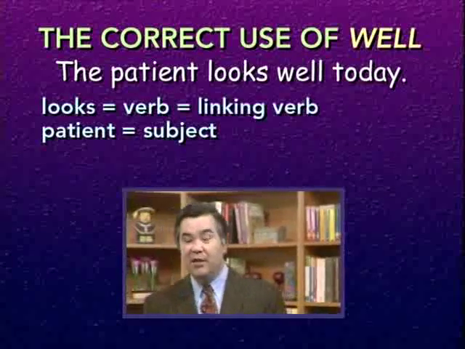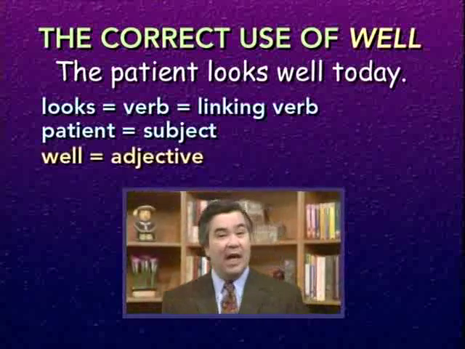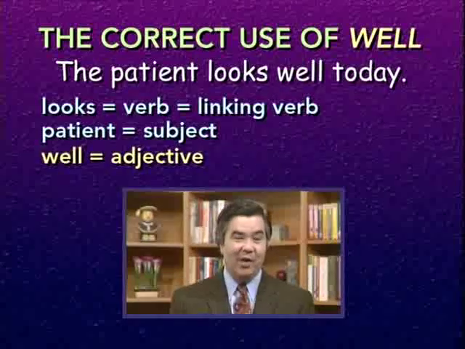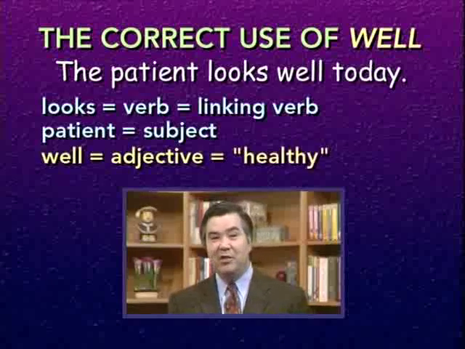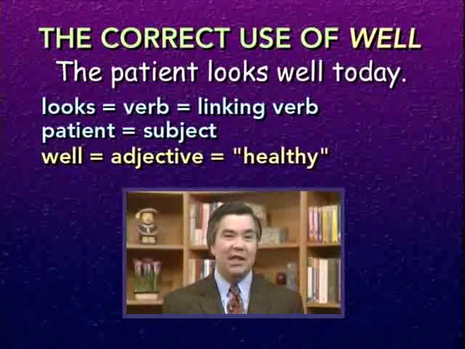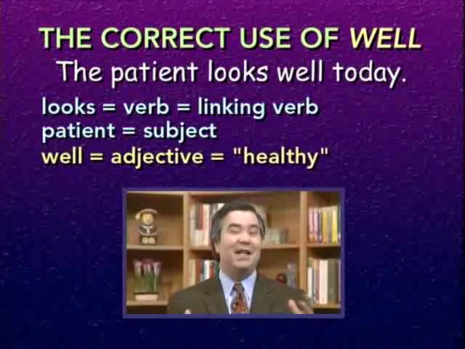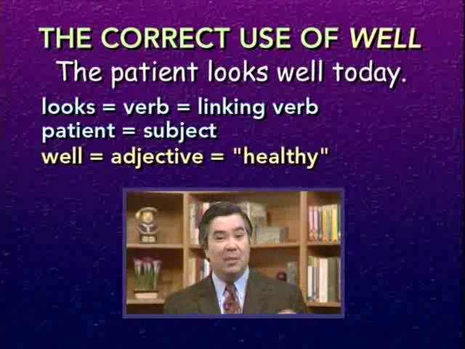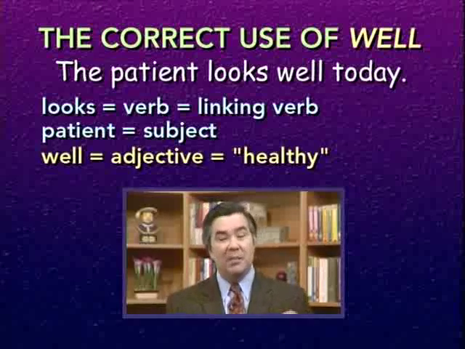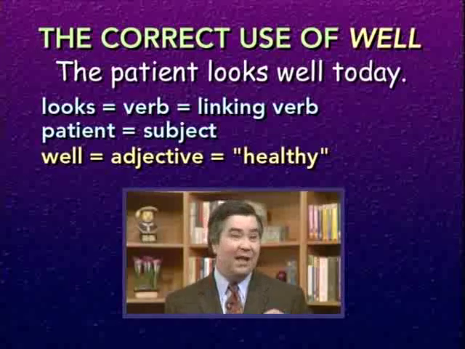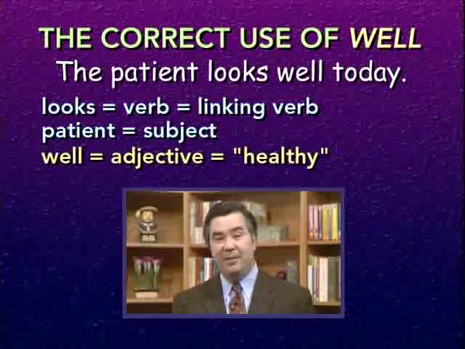What follows a linking verb should always be an adjective. And remember that the word well, when it's used as an adjective, means healthy. Is that being correctly used in this sentence? Of course. Since we're talking about a patient, it would be natural to talk about the state of health of the patient. So this sentence is perfectly correct. The patient looks well today means that the patient appears to be healthy. And that's an example of the correct use of the word well as an adjective to mean healthy.